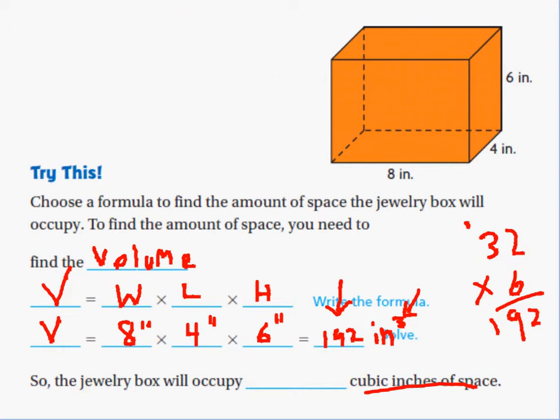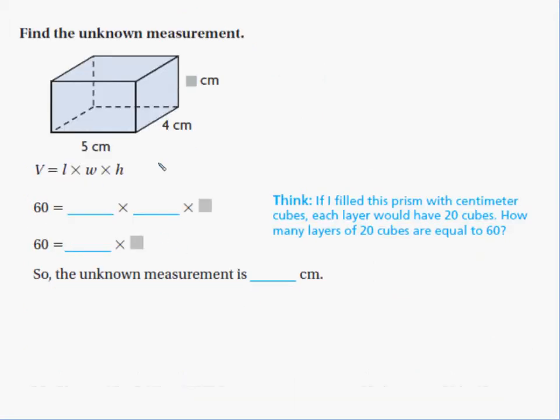Okay, here's a type of problem that is on your homework, and it's a lot easier than it looks at first glance. This problem gives you the volume, and it gives you the width, and it gives you the length, but does not give you the height, and you have to find the height. So here's the formula. Volume equals length times width times height.